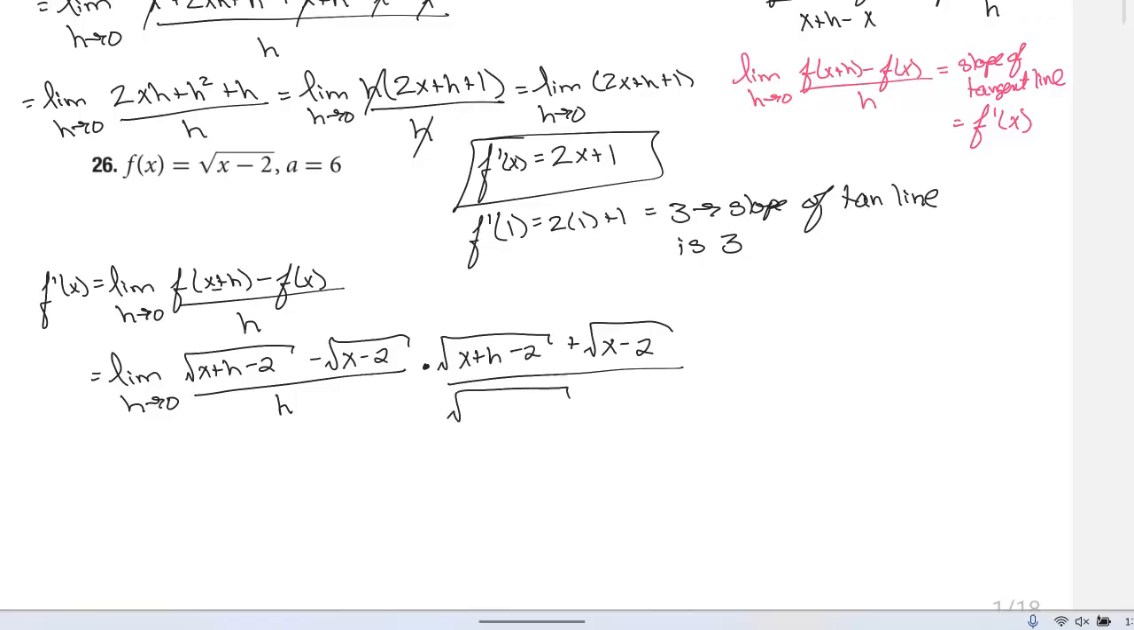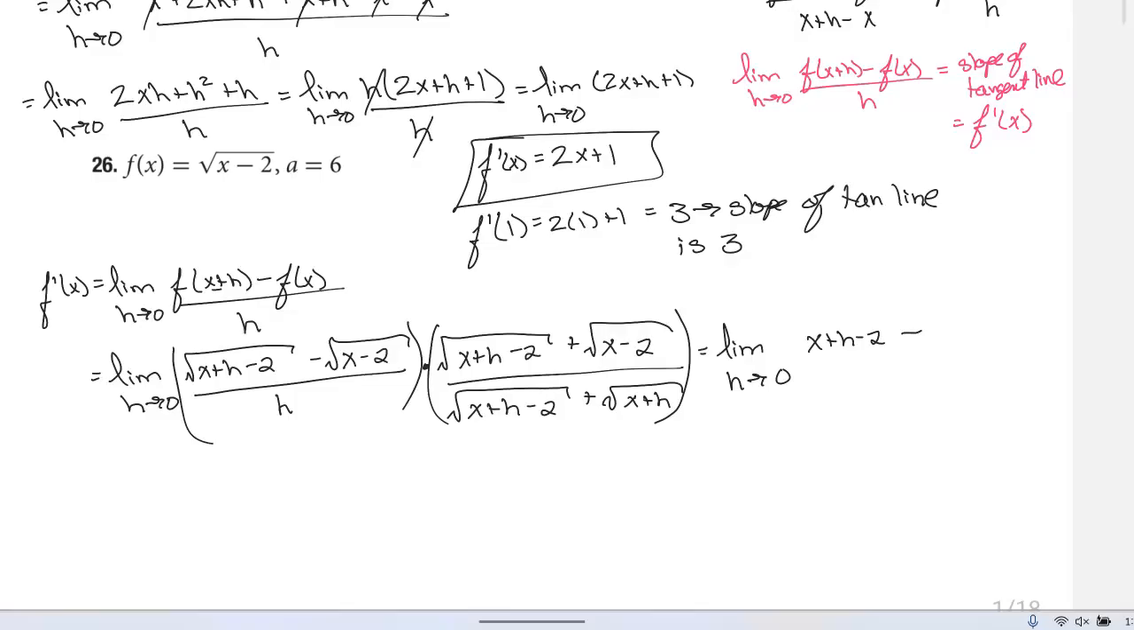What you do to the top of the fraction, you've got to do to the bottom. And then we're going to FOIL. So there's a parentheses here and there's a parentheses here. So fronts will give us x plus h minus 2. Notice the outsides and the insides cancel.